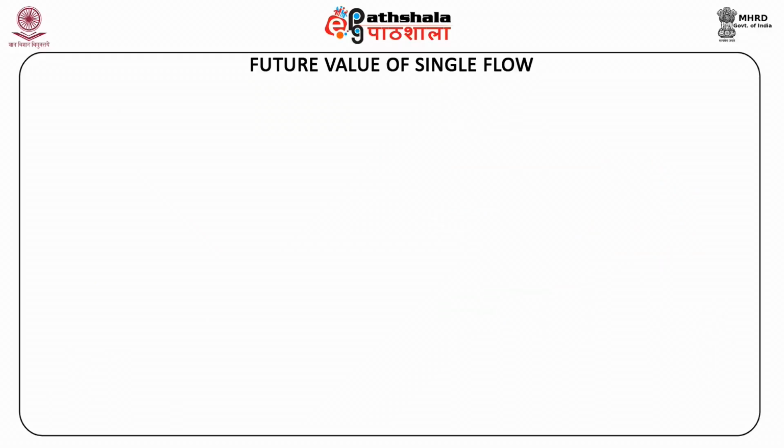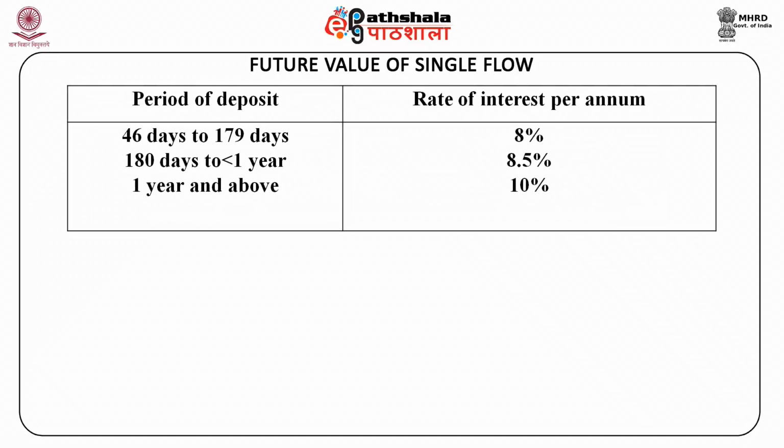Example: the fixed deposit scheme of XYZ Bank offers the following interest rates, period of deposit and rate of interest per annum. 46 days to 179 days, the rate of interest offered is 8%. 180 days to less than 1 year, 8.5%. 1 year and above, 10%.